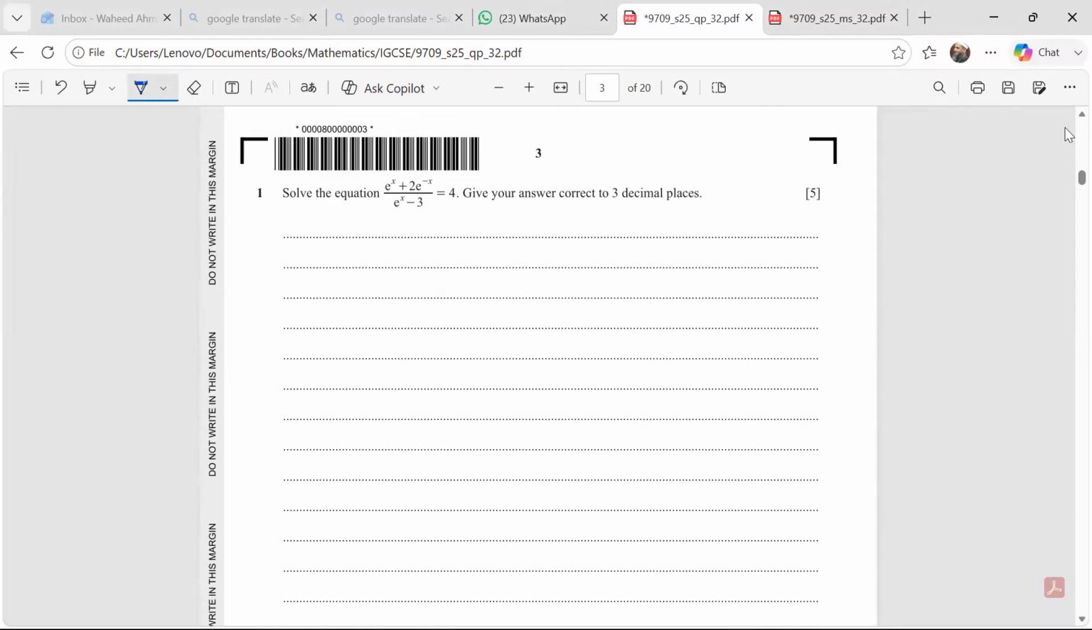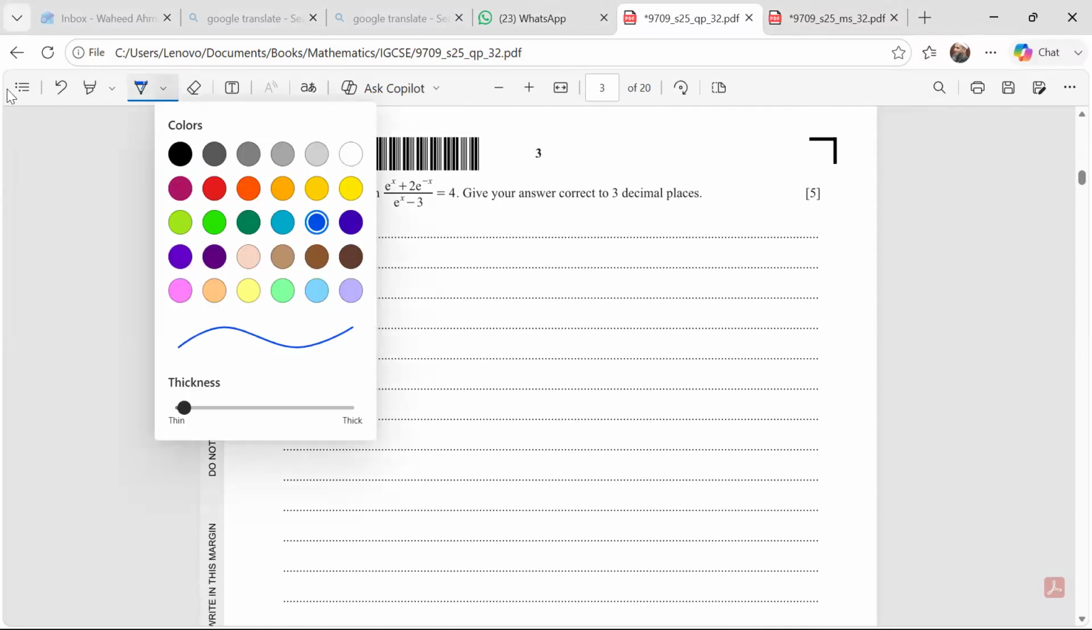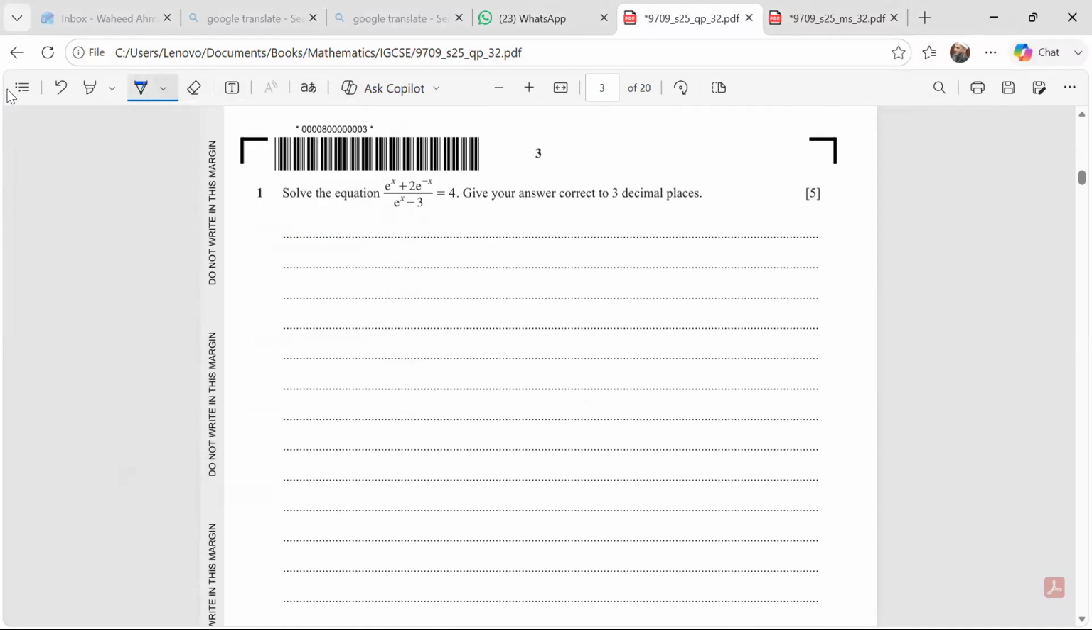Okay, let me make my pen a little bit more sharp. Okay, so we have this equation. We need to solve it. So what is it? e to the power x plus 2e to the power minus x. If I bring it to the other side, it will become equal to 4 times e to the power x minus 3. Am I right?